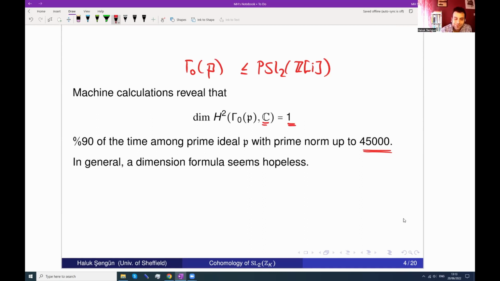It's not always 1, but 90%, it's almost all the time. Well, 90% of the time, it's 1. And you rarely see anything above 1. And this is quite in contrast.